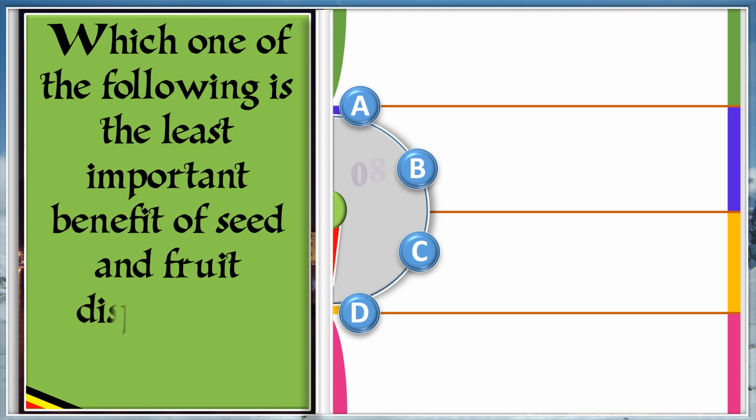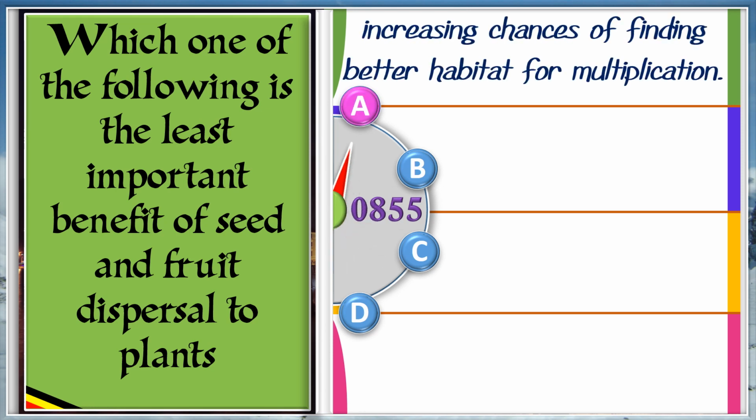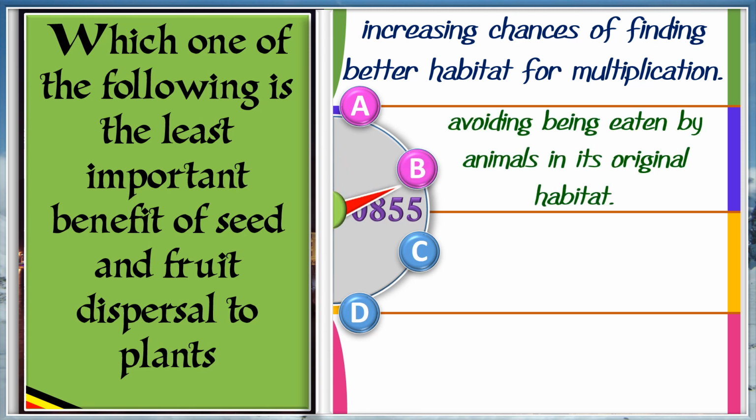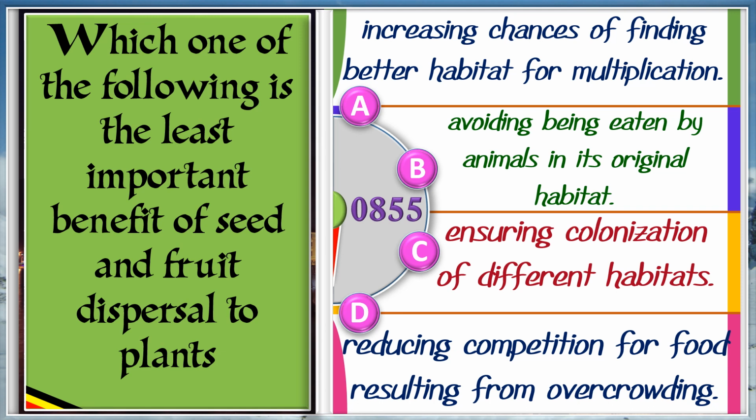Which one of the following is the least important benefit of seed and fruit dispersal to plants? A. Increasing chances of finding better habitat for multiplication. B. Avoid being eaten by animals in its original habitat. C. Ensuring colonization of different habitats. D. Reducing competition for food resulting from overcrowding. And the answer is B, avoiding being eaten by animals in its original habitat.